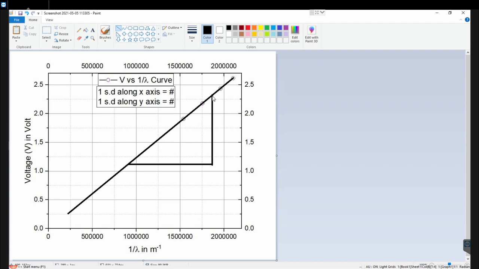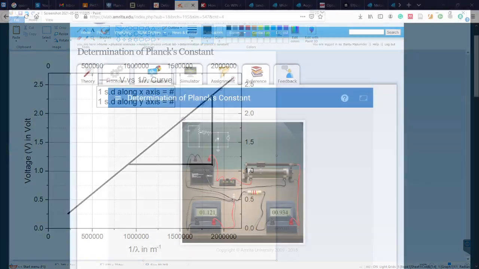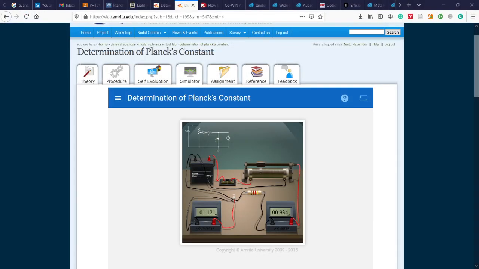So, in this case, in this Y value, we have suppose 20 SD. So you have to multiply that 20 with one smallest division value along the y-axis. So we will have this value and we will have this value also. So this is the delta V and this is the delta 1 by lambda. Once we get the delta V by delta 1 by lambda value, we will easily find out the value of the slope.